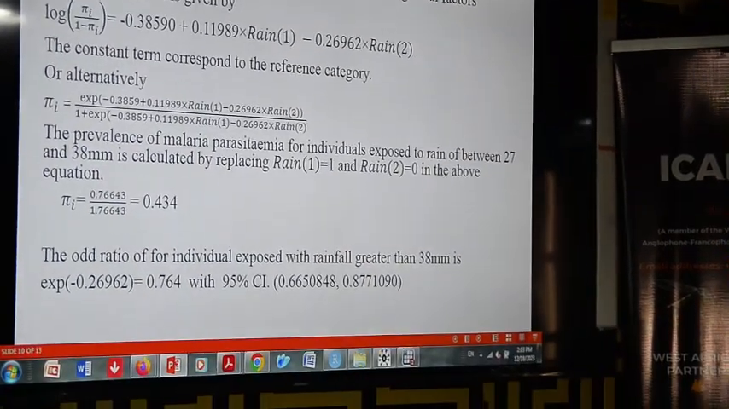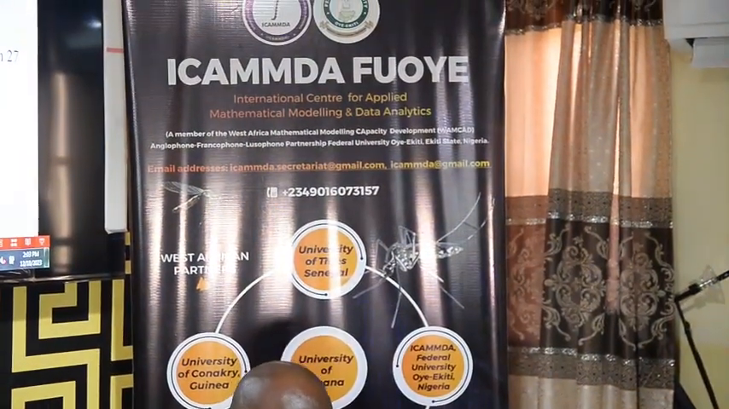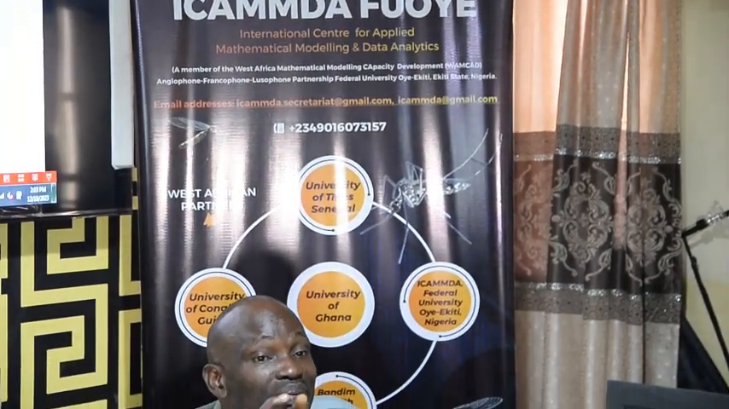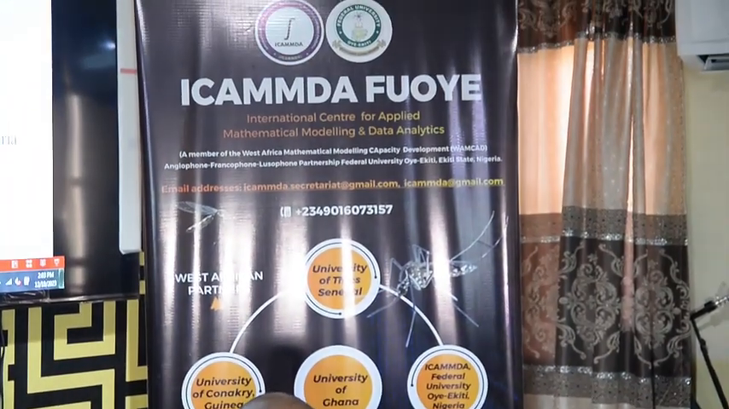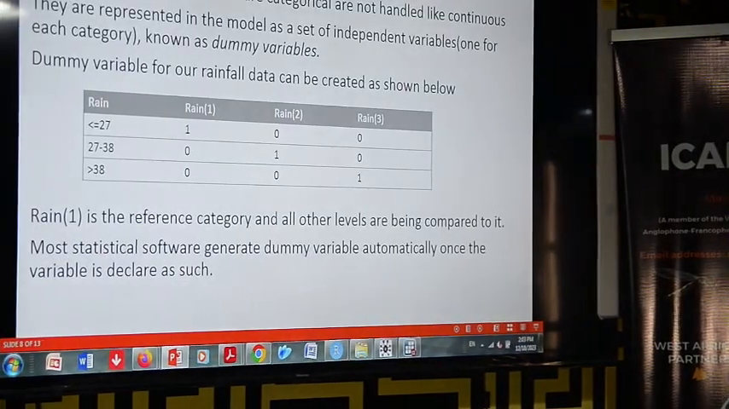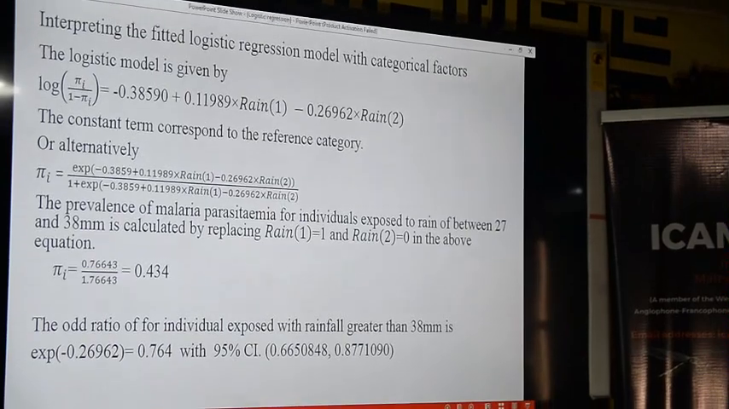Because of the way I break the categorical variable, the one that is the level, the level one. Okay, if I want to calculate the prevalence of malaria for the person that is dwelling in a place that has rainfall between 27 and 38 mm, I think that one falls into the category. Let me see. I think I have category 2. Yes, good. Category 2. Okay, so that's category 2 above.